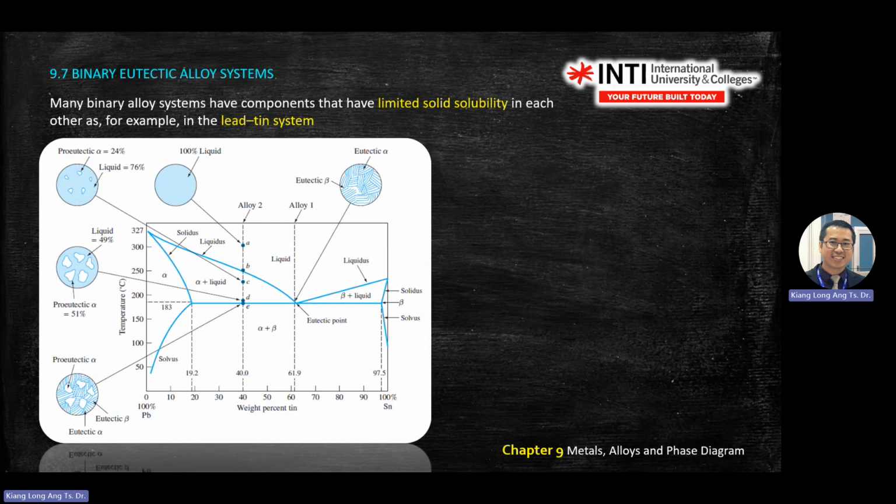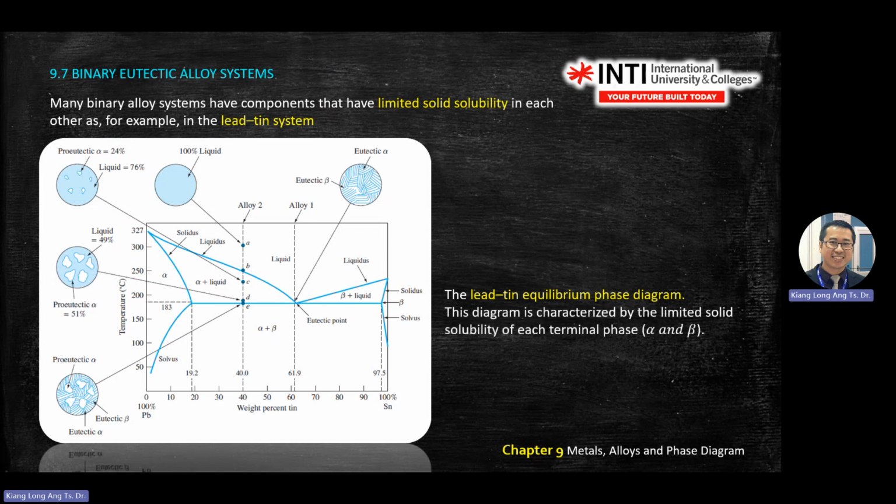Okay. Now, for the graph that you see here, we start to learn new terms for metals. We go slowly. We go slowly. So this is the lead tin equilibrium diagram. This tin has 2 sides in solid, 2 different solids. The left hand side is alpha solid. The right hand side is beta solid.